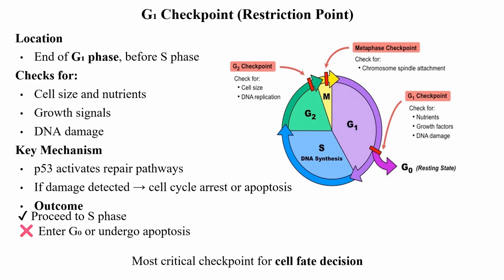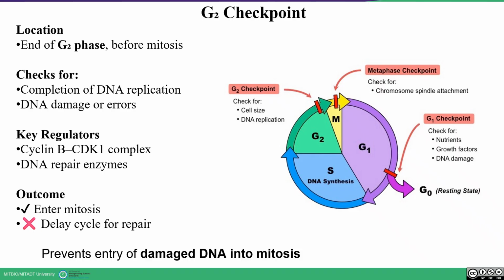They activate the repair pathway if any error is found in the G1 phase. If damage is detected, cell cycle arrest or apoptosis takes place. If it gets repaired, the cell proceeds to the S phase. If it does not get repaired, then it will enter the G0 phase or undergo apoptosis. So this is the most critical checkpoint for cell division.